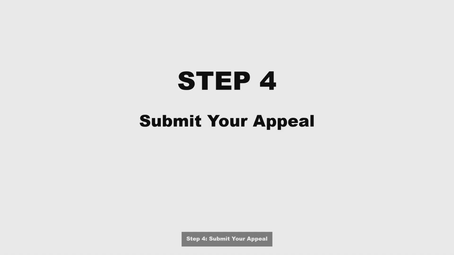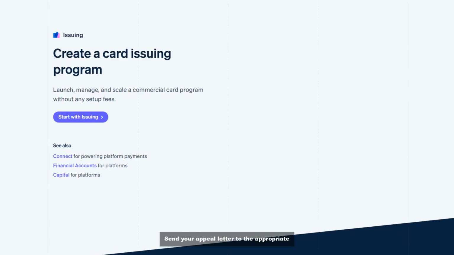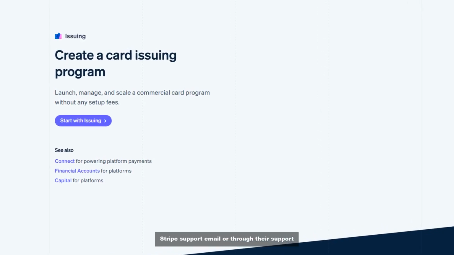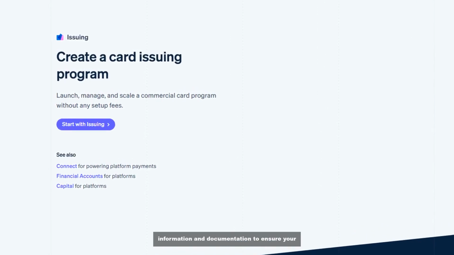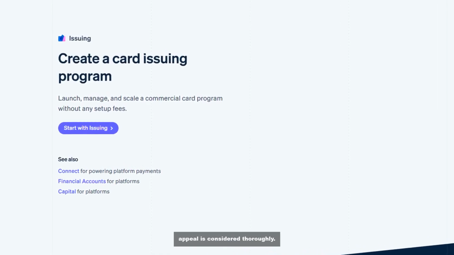Step 4. Submit your appeal. Send your appeal letter to the appropriate Stripe support email through their support portal. Make sure to include all relevant information and documentation to ensure your appeal is considered thoroughly.